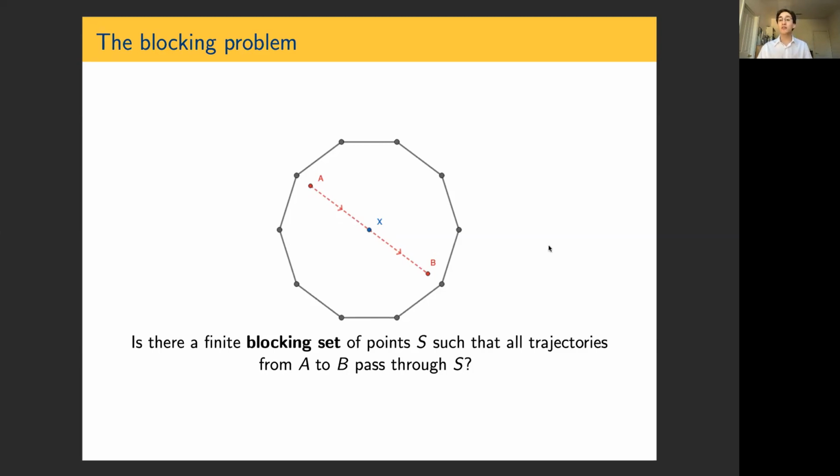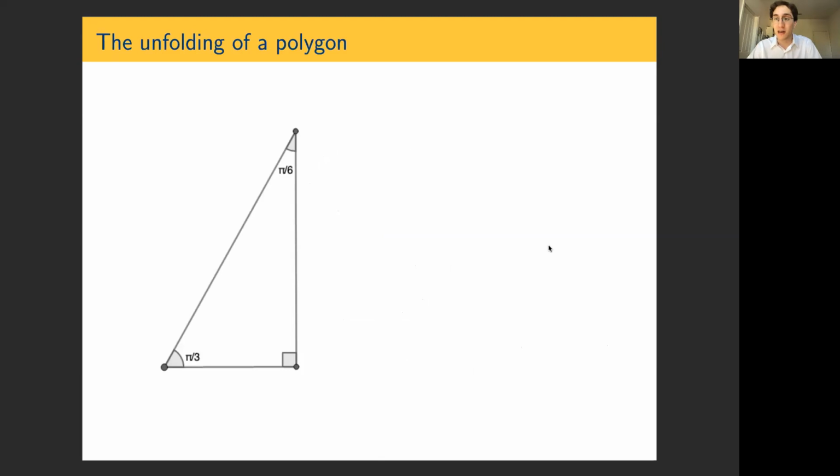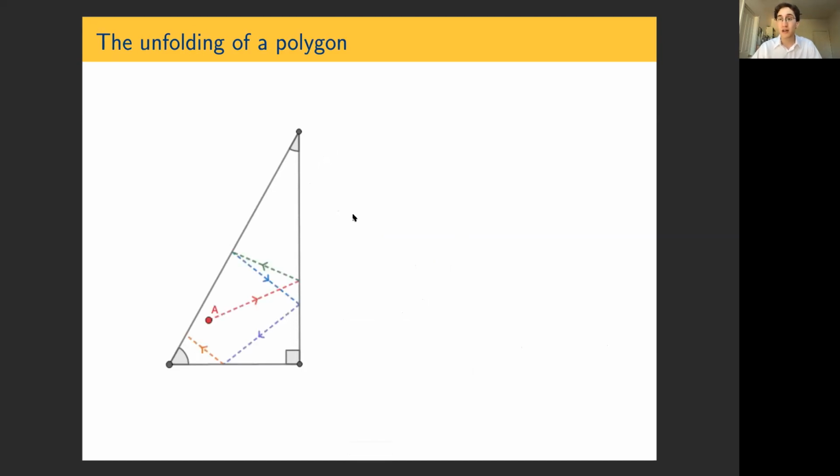However, there is one insight that allows us to see that these complicated billiards trajectories are not as complicated as one may first think. The idea is that of unfolding them. Let's start with a simple example, a right triangle with a pi over 3 and a pi over 6 angle. Suppose we have a trajectory inside this triangle. We want to unfold it. How? Well, let's think back to the illustration of the room with mirrored walls.